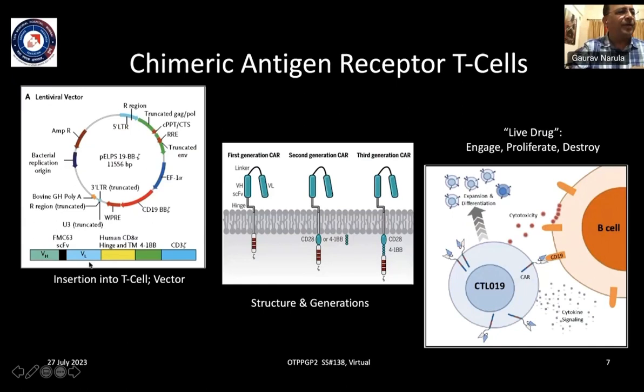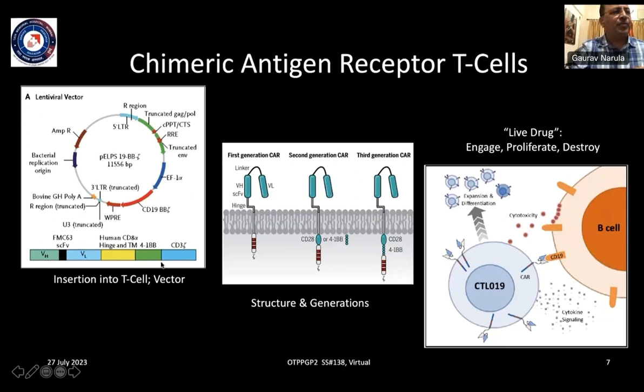It's got a variable region which can recognize, this is the mouse antibody, which can recognize the CD19 antigen in this case, which is expressed on B cells. And then it has got a hinge domain and a transmembrane domain. The hinge domain attaches to the variable portion of the antibody. The transmembrane helps it to cross the membrane. So literally, that's what it means.